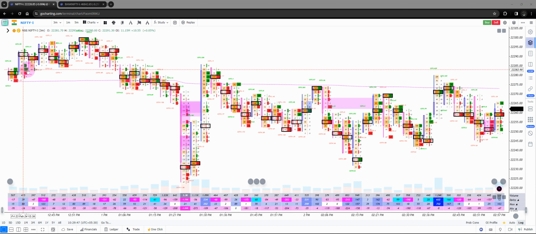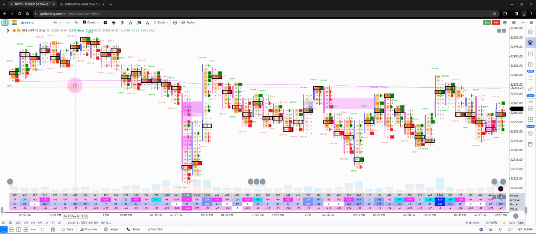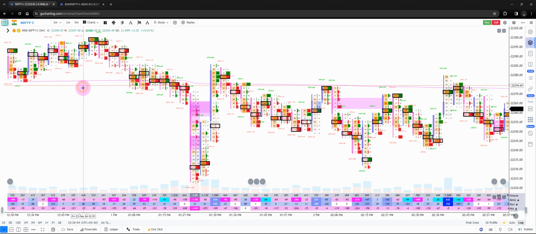In today's video, we're going to discuss how we can identify absorption. To start with, we'll discuss how to identify it in multiple time frames. The one here is 3 minutes. You can even do it in 15 minutes. We'll go on and discuss each time frame, and you can use it for scalping on lower time frames, 3 minutes or 1 minute, and even for intraday trades, that is 15 minutes and above.